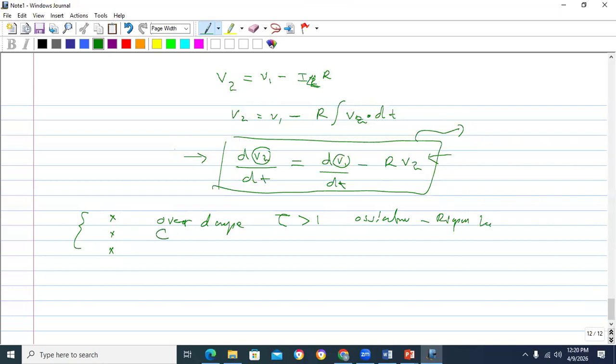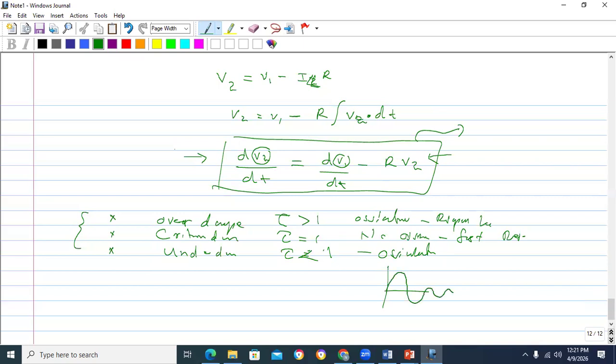And there is another one, critical damp, where the damping ratio is equal to 1. Here also there is no oscillation, but it has a fast response. And there is underdamp, where the damping ratio is less than 1. So the oscillation happens and it is decaying. The signal is oscillating and the amplitude is decaying. So these are the three damping statuses.